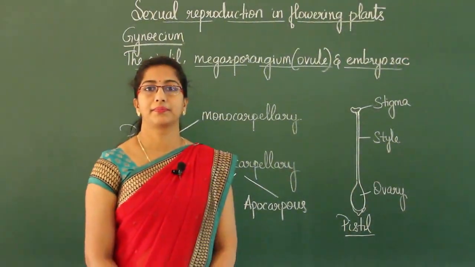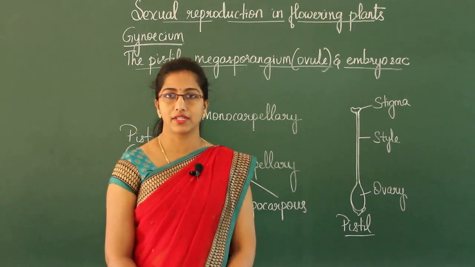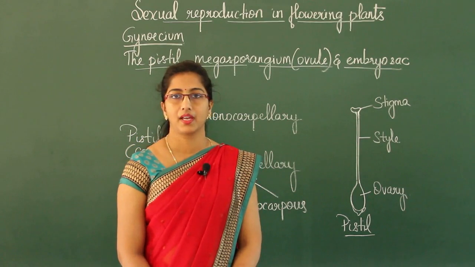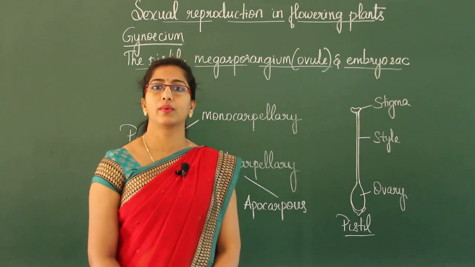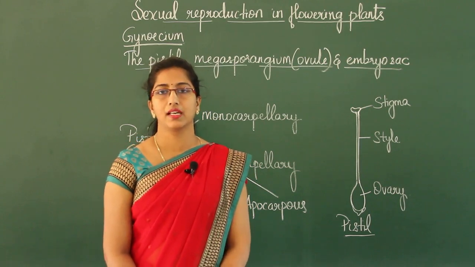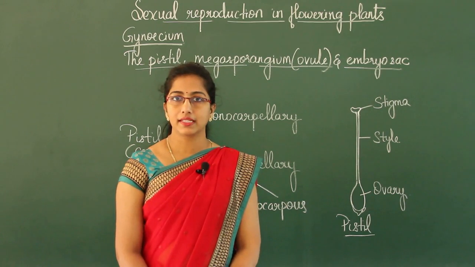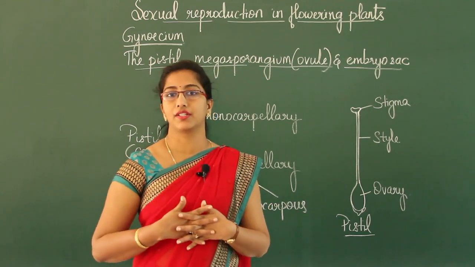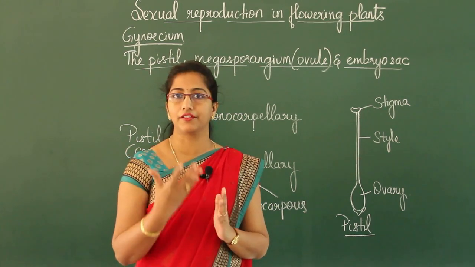Hello students. Now in this session we are moving on with the same chapter, that is sexual reproduction in flowering plants. In the last session we had finished with the androecium, that is the male reproductive structure. Now in this session we are moving on to study about gynoecium. Gynoecium is the female reproductive structure in a flower.